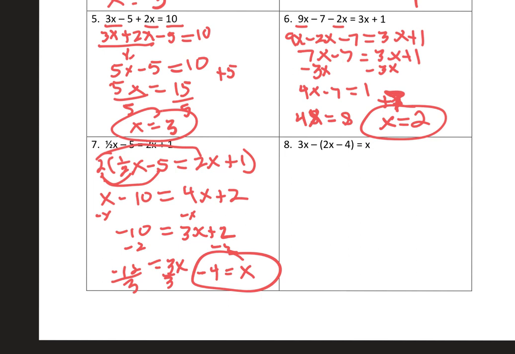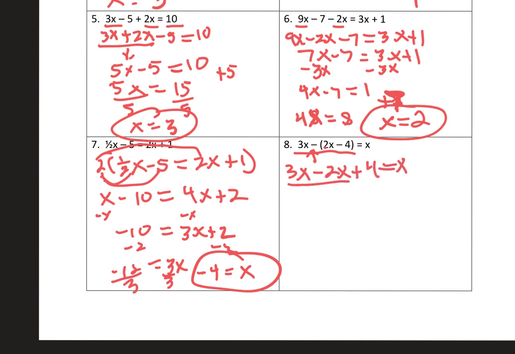Okay, now on the left side we have parentheses, and basically what this means is that this sign right here means that everything inside the parentheses has to have its sign reversed. So we have 3x, and since inside the parentheses 2x is positive, now it's going to become negative. Since inside the parentheses 4 is negative, now it's going to become positive, equals x.